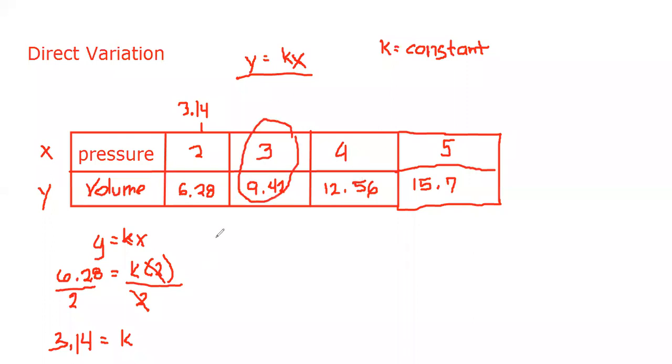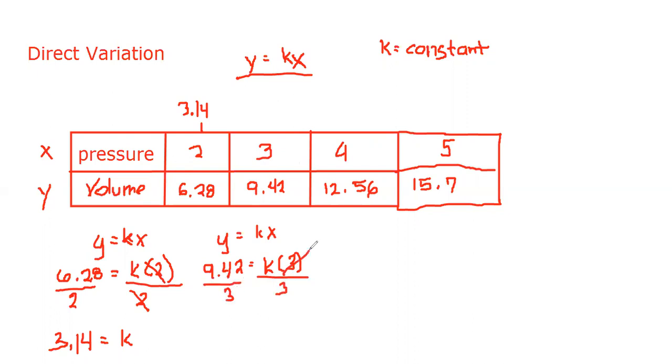Okay? So, meron tayong y is equal to kx. Then, ang y natin is 9.42, equals to k times, ang x natin is 3. So, divide natin both side by 3. Cancel si 3, cancel si 3. Magkakaroon tayo ng k, then 9.42 divided by 3. 9 divided by 3 is 3. Then, 42 divided by 3, that is 14. So, 3.14 din. Okay? So, pareho silang 3.14.